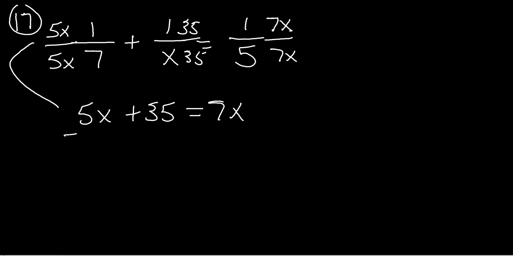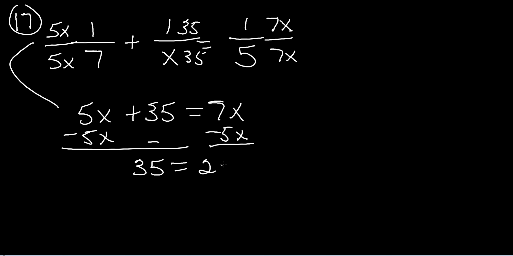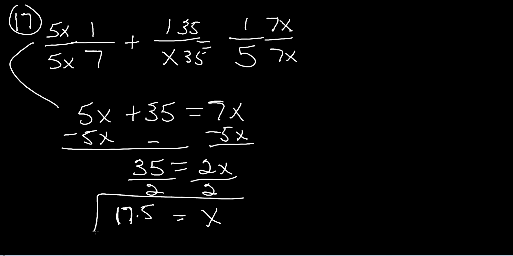All right, let's solve for x. So I'll subtract 5x. So 35 equals 2x. Divide by 2. And x equals 35 over 2, or 17.5 hours. So this one or this one, it's the same thing. 17.5 hours to cut the grass by herself. That was 17.